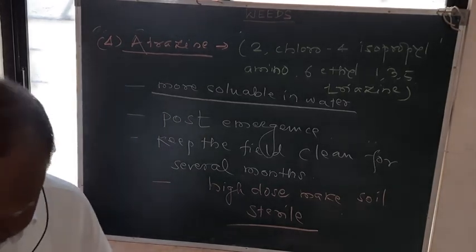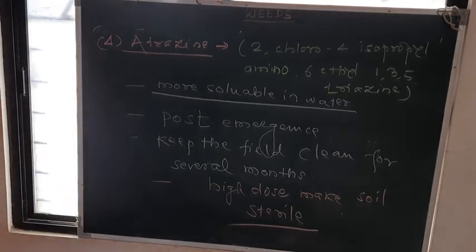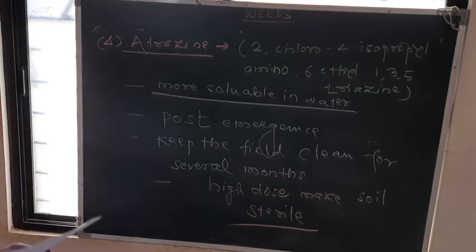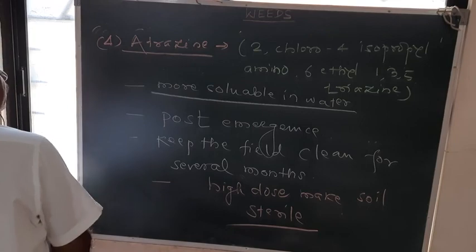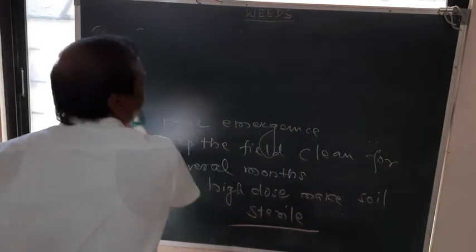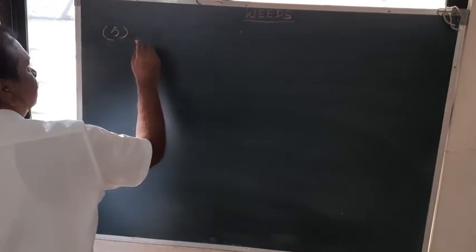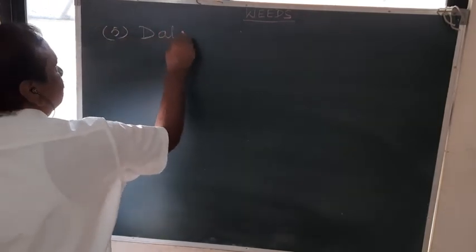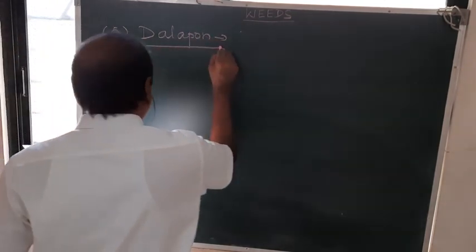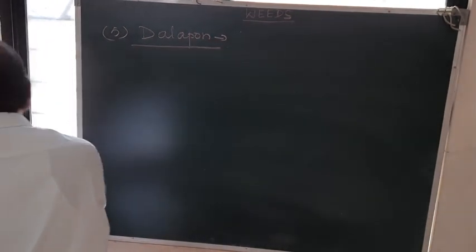And last, fifth, is dalapon. The fifth type of herbicide is dalapon, 2,2-dichloro.